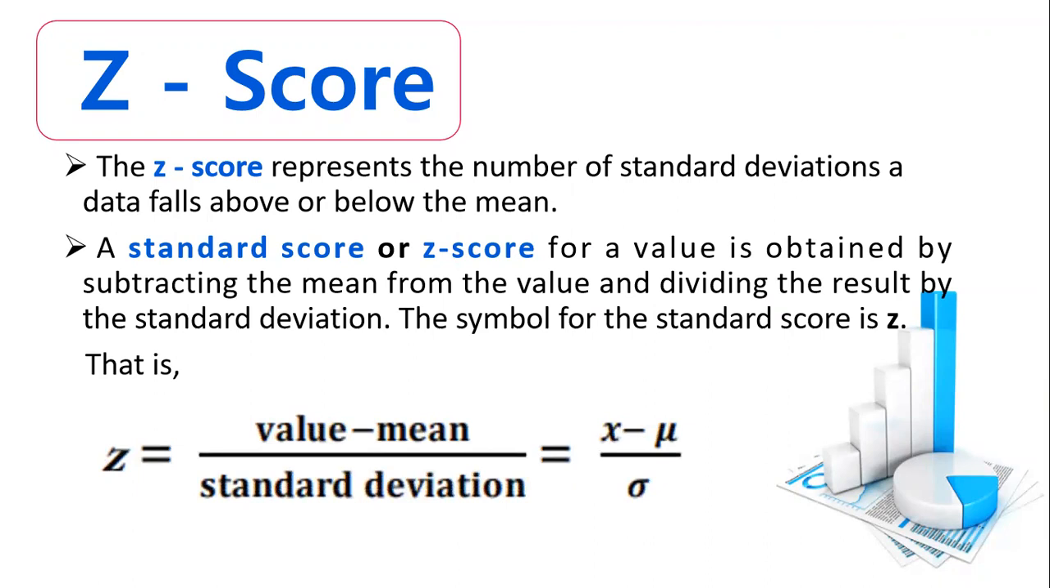The symbol for the standard score is z. So it is given by this formula. The z-score is equal to the value minus the mean divided by the standard deviation, or it is equivalent to this given notation in symbols for the formula.